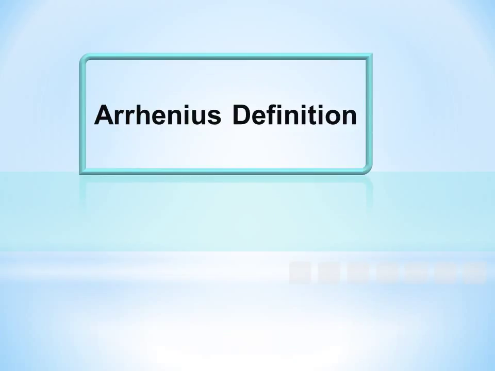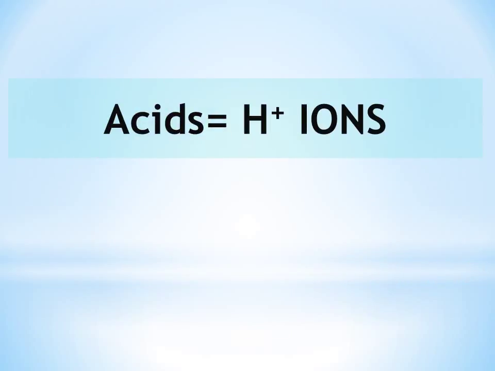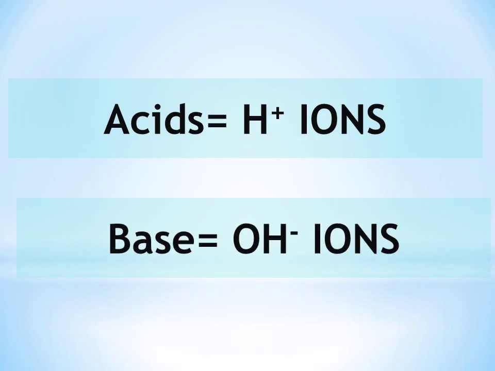So, one of the first definitions was by a Swedish chemist called Svante Arrhenius, and we call this the Arrhenius definition. His definition basically states that acids produce H plus ions when they are in solution, whereas bases will produce OH minus ions in solution. And note the important thing is this is in a solution. This is one of the first definitions of an acid, and this was in the 1800s.